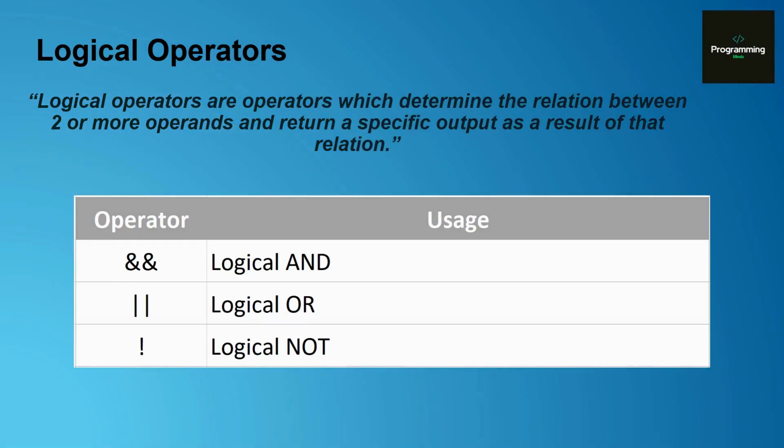So now we will look at the logical operators. Logical operators are operators which determine the relation between two or more operands and return a specific output as a result of that relation. So we have three logical operators: first logical AND, second logical OR, and third logical NOT.